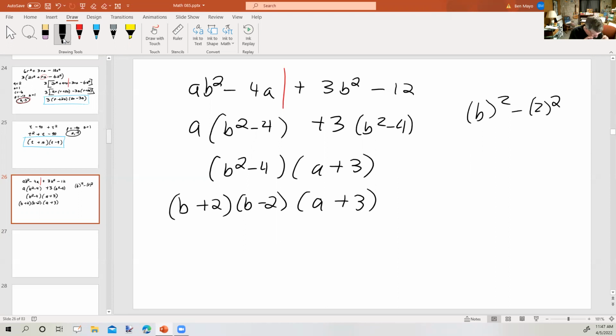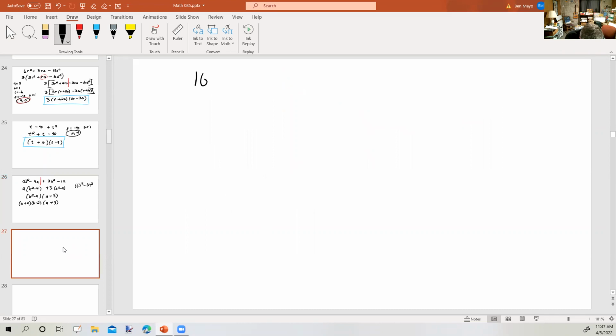All righty. Let's see here. Let's take a look at another one. 16 minus 40z plus 25z squared. This is a trinomial, so we want standard form.